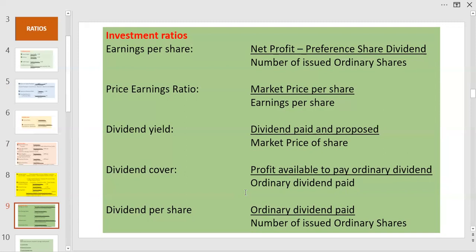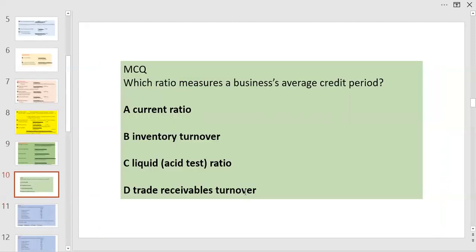Dear students, we hope you have understood what we have learned up to now. Now let's look at some questions. Out of the 4 options given, which ratio measures the business average credit period? A, current ratio, refers to the relationship between current assets and liabilities. B is about the relationship between inventory and turnover. C, acid test ratio, is current assets minus inventory compared with current liabilities. Therefore, the answer is D, which refers to the average receivables over turnover, giving the payment period or credit period.